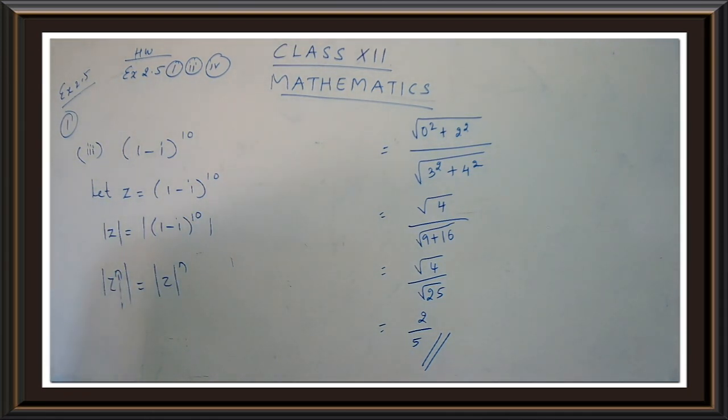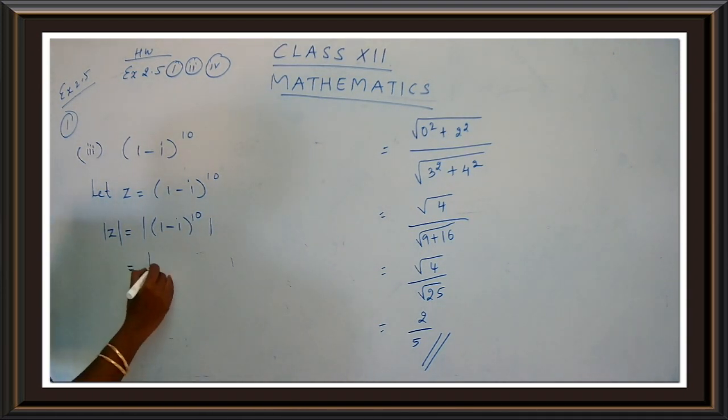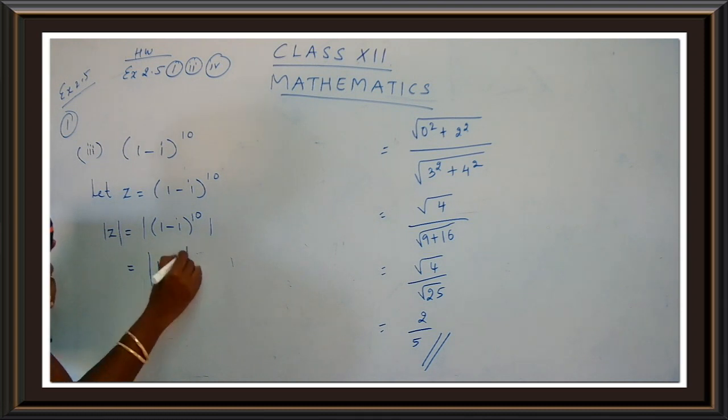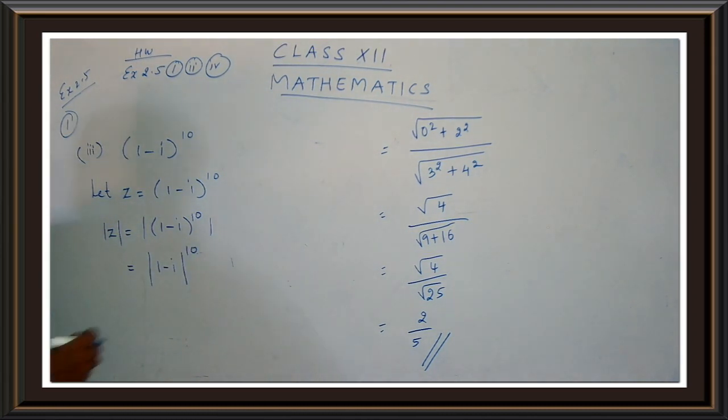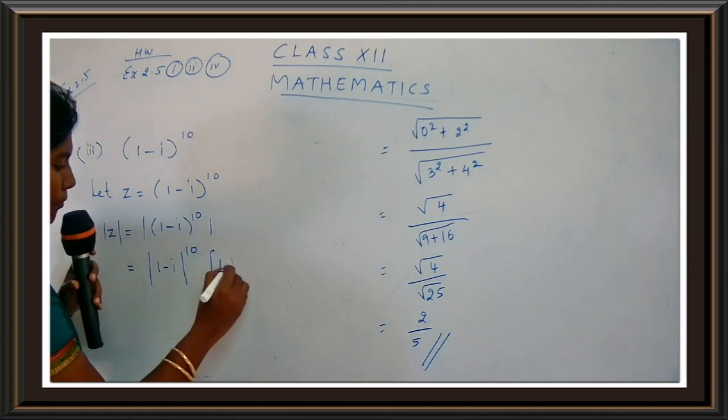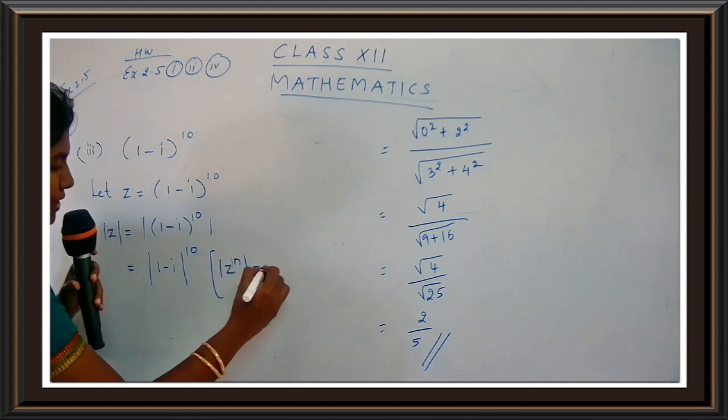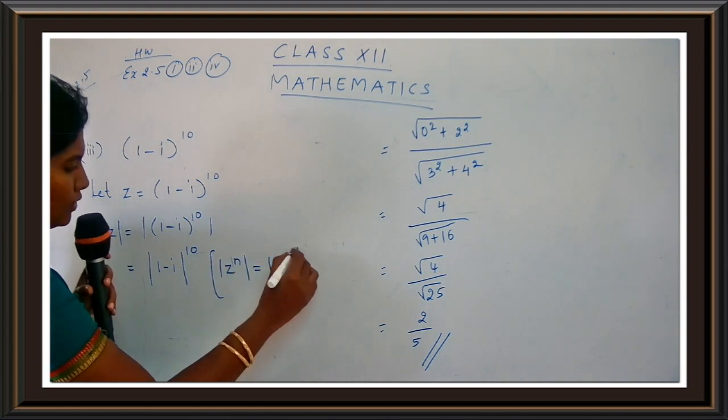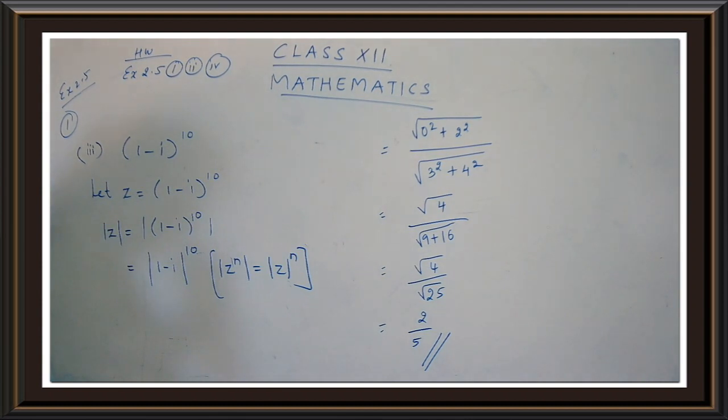So this is equal to (1 minus i) the whole raised to 10. I hope you are clear, children. I'll write the property here. Modulus of z raised to n is equal to modulus z the whole raised to n. So we are using a property over here. Have you done the work? Now you know how to do it. You know how to find out this answer. Come on, find it.